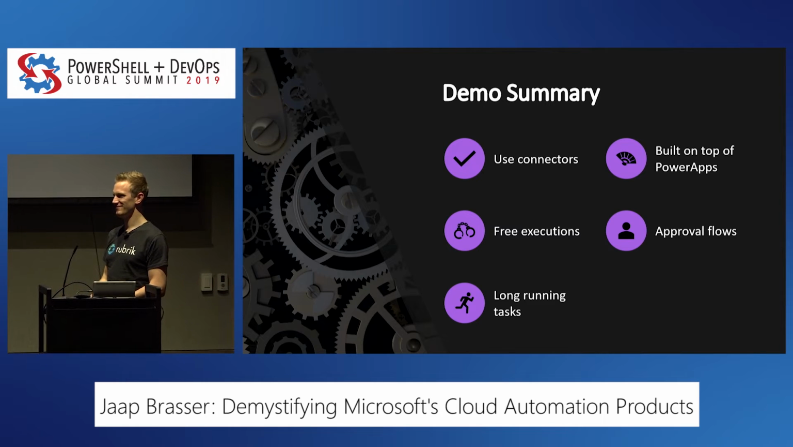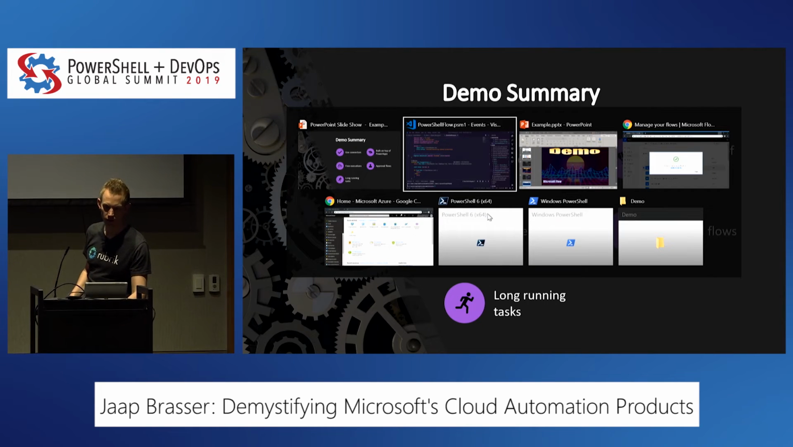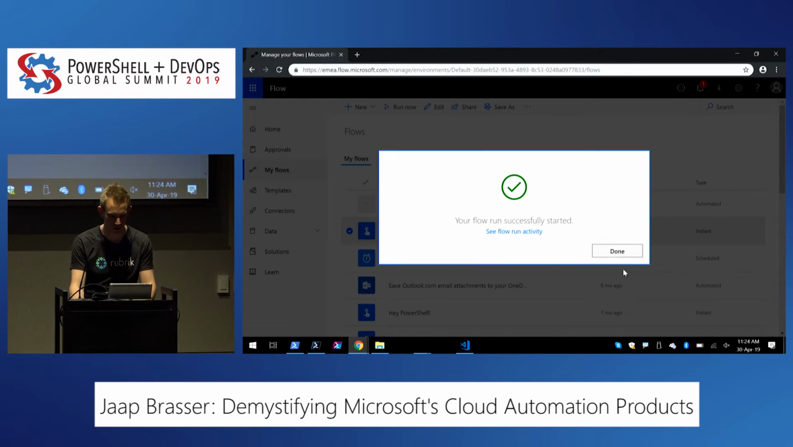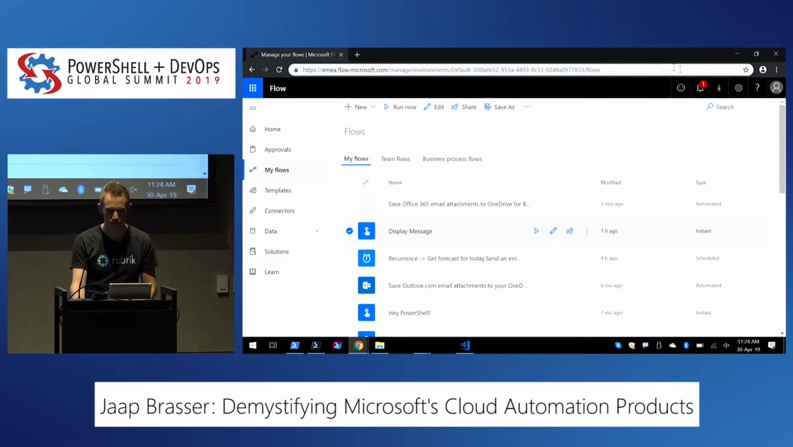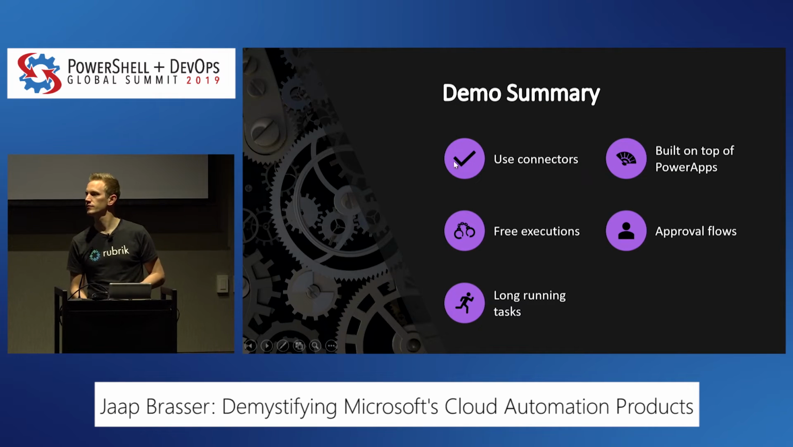Yes, in the front. Do you know if the local gateway is included with E3? So the local gateway, you can just download it from Microsoft Flow. There's a download button. That's not an additional license? It's not an additional license. So if I go here, click done, there's a download button here: Flow for mobile, if you want it on your mobile device, or the data gateway. Does that answer your question? Yeah, thank you. Cool.